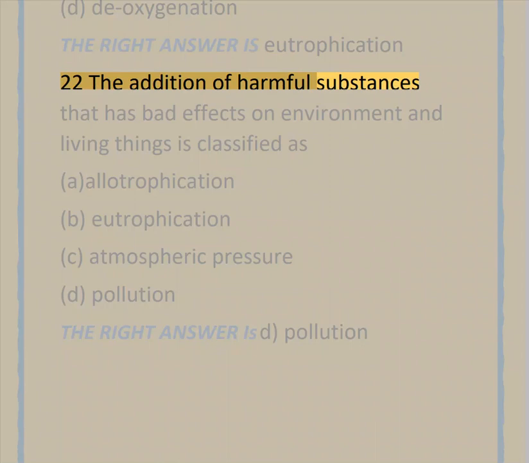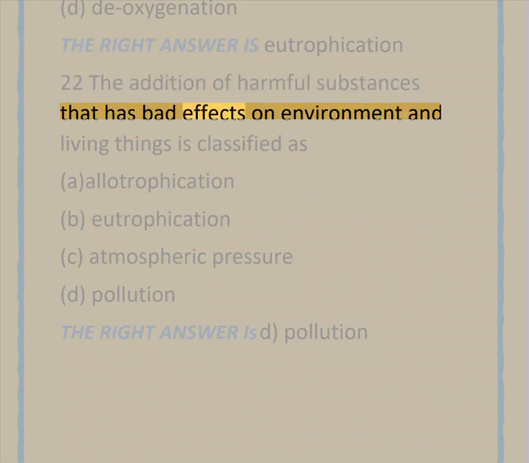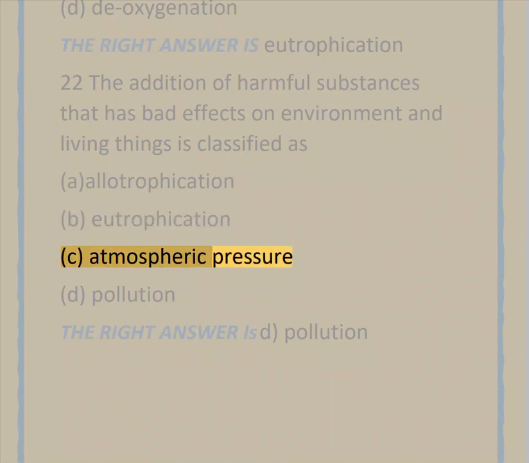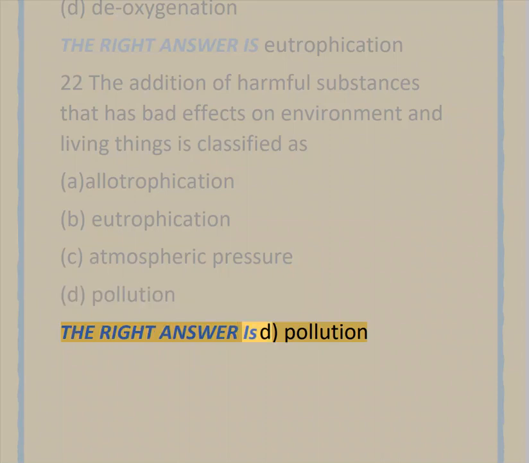22. The addition of harmful substances that has bad effects on environment and living things is classified as A. Allotrophication, B. Eutrophication, C. Atmospheric pressure, D. Pollution. The right answer is D. Pollution.